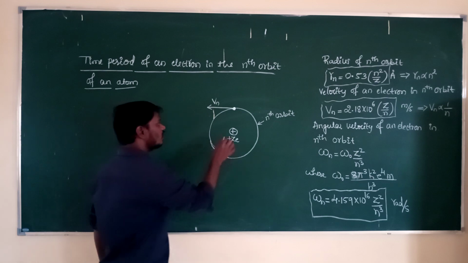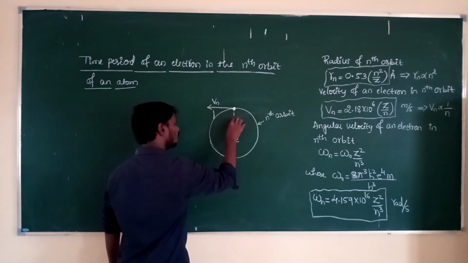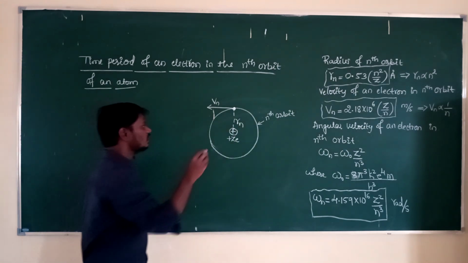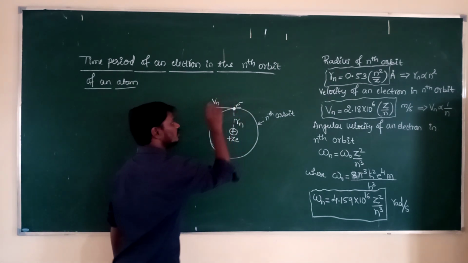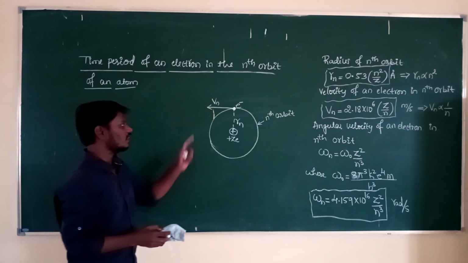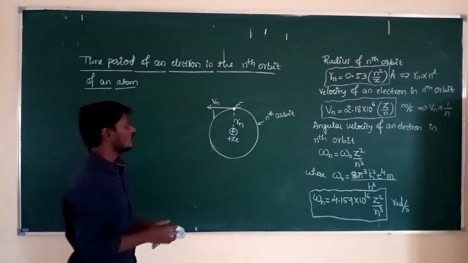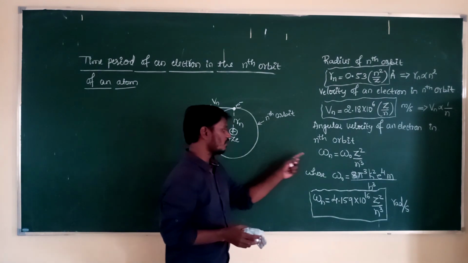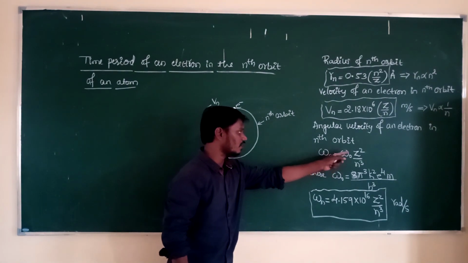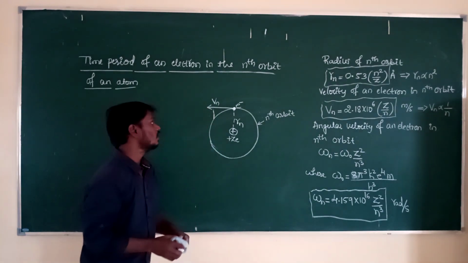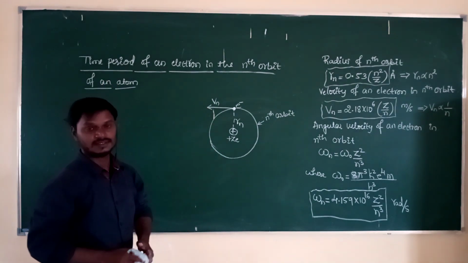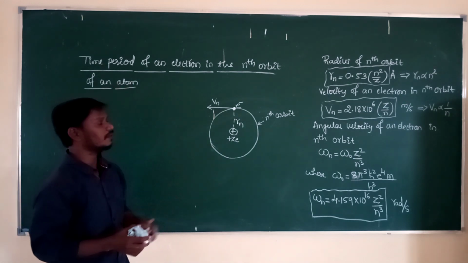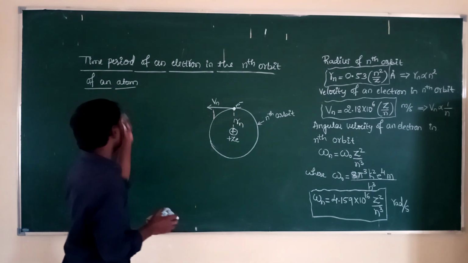Then the radius of the nth orbit of the atom is Rn. The charge on the electron is taken as minus e. Then, what is the angular velocity of the revolving electron? The angular velocity of the revolving electron is omega n equals omega naught into z square by n cube. But our aim is to find the time period. So by using the definition of angular velocity, we are going to determine the time period of an electron in the nth orbit of an atom.